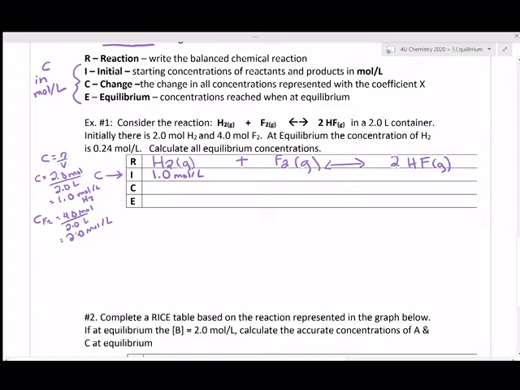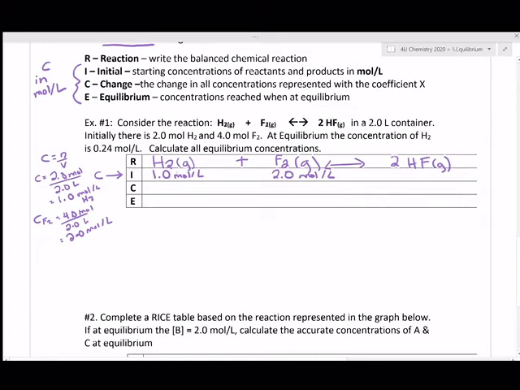With a lot of these questions, you'll just be able to do that in your head, but the key is that you don't forget to do it, because it absolutely has to be concentrations that you work with in a Rice table. Okay, so initially we have 1 mole per liter of hydrogen, and initially we have 2 moles per liter of fluorine in this closed container. Now at equilibrium, the concentration of hydrogen is 0.24 moles per liter, and they want you to calculate all the equilibrium concentrations. So we're going to use this down here at the end in order to solve our question here.